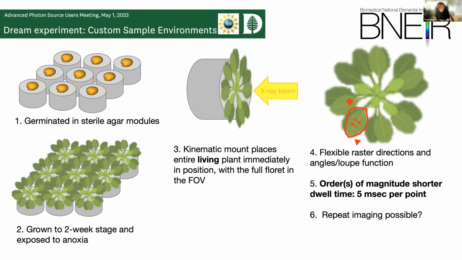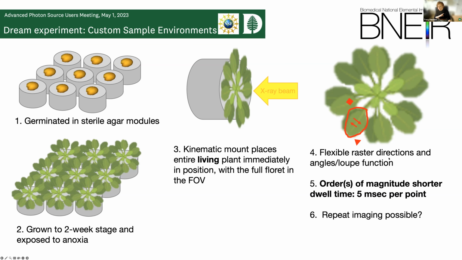It needs to be a kinematic mount. It needs to go straight into position so that the entire floret is in the field of view. And then we would select the leaf we want to image using the XY stages rather than cutting a leaf off a plant, because we just can't risk introducing that abiotic stress. We need flexible raster directions in our scanning. We need to be able to draw a loop around the image as quickly as possible and scan in whatever direction we need to scan in.